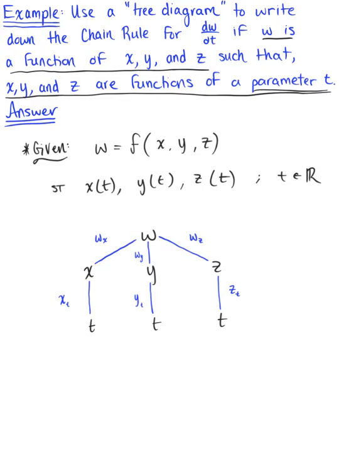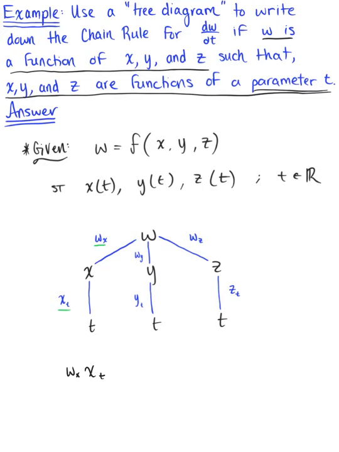Now, in order to write down the chain rule for dw/dt, we now need to multiply the partial derivatives along each branch and then take their sum. So starting on the left-hand side, we have the partial derivative of w with respect to x multiplied by the derivative of x with respect to t. So our first product is the partial derivative of w with respect to x multiplied by the derivative of x with respect to t.